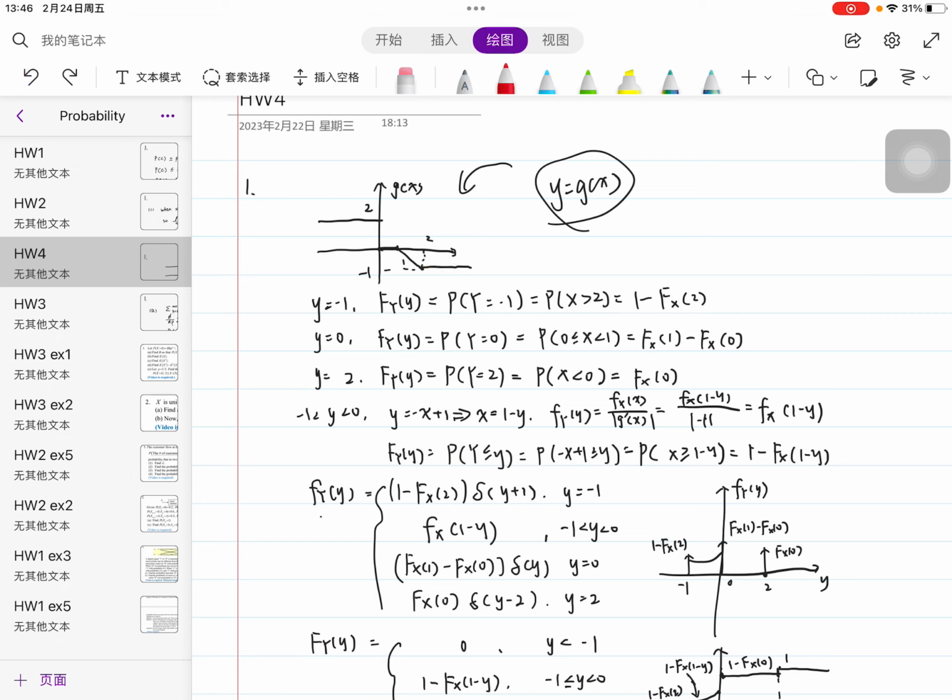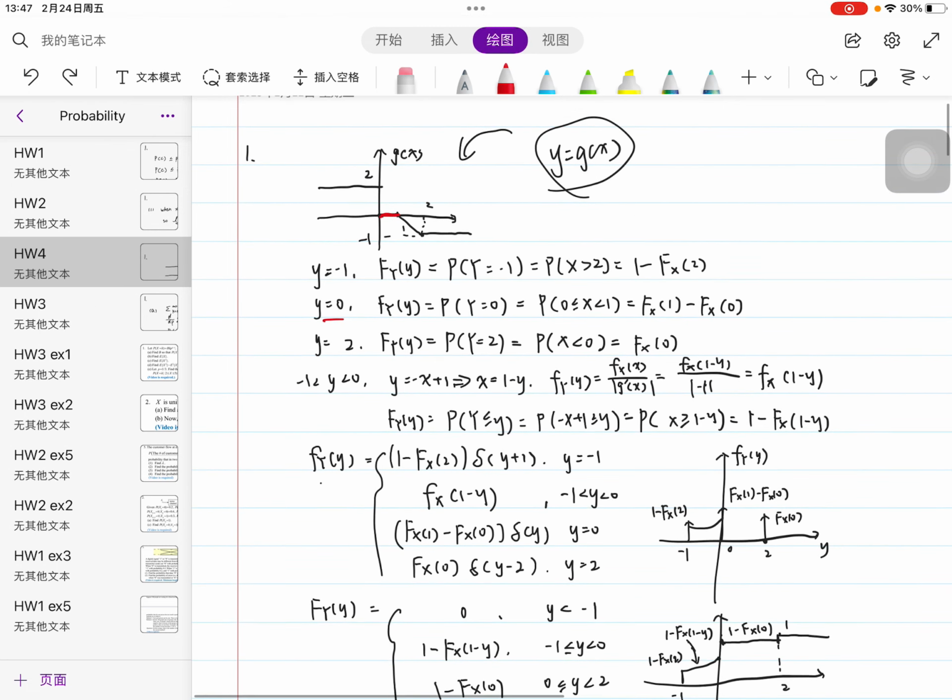The second situation is Y equals 0. Y equals 0 is here, right? So that is X between 0 and 1, and that is F_X(1) minus F_X(0). And Y equals 2 is this line, so that is X smaller than 0. Based on the definition, we can simply write that this equals F_X(0).